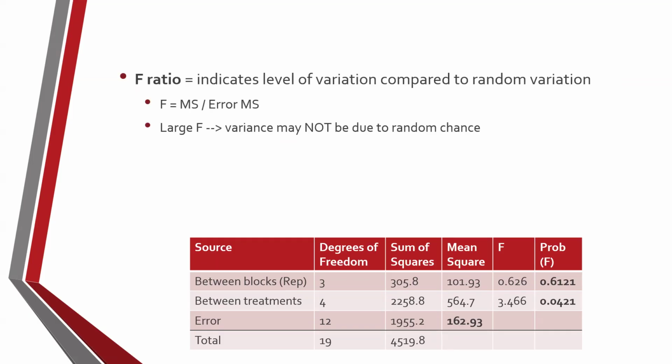Then we can calculate an F ratio, which would indicate the level of variation from that source compared to the random variation. So of course, the larger that ratio is, the stronger the signal, right? The more likely that the variance from that source is not due just to random chance.